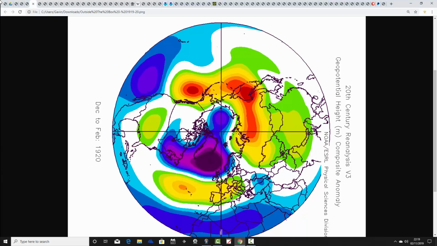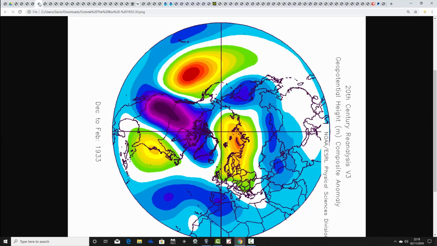The next Outside of the Box winter is 1919-1920. This one very flat westerly, 100 years ago, of course. Very flat westerly, below average heights up to the north, above average heights to the south, and bringing in these mild west or southwesterly winds.